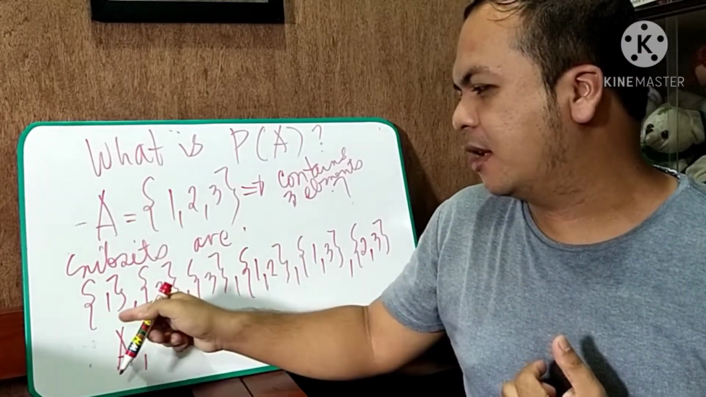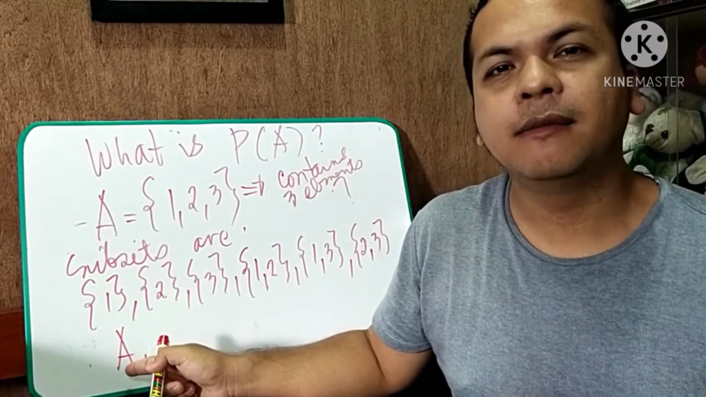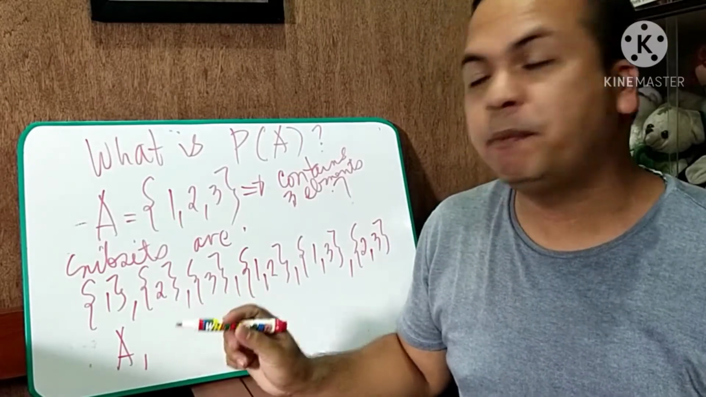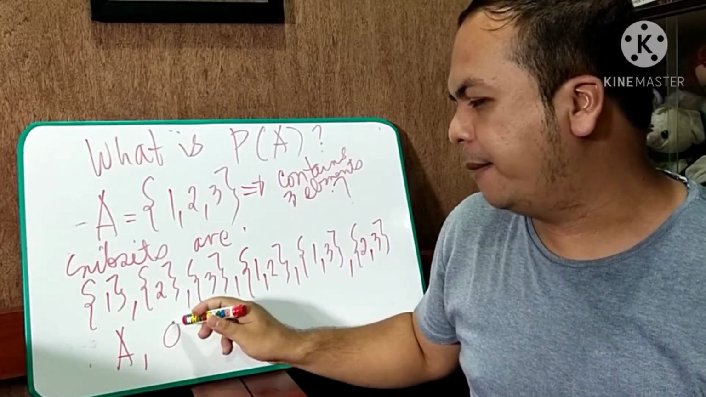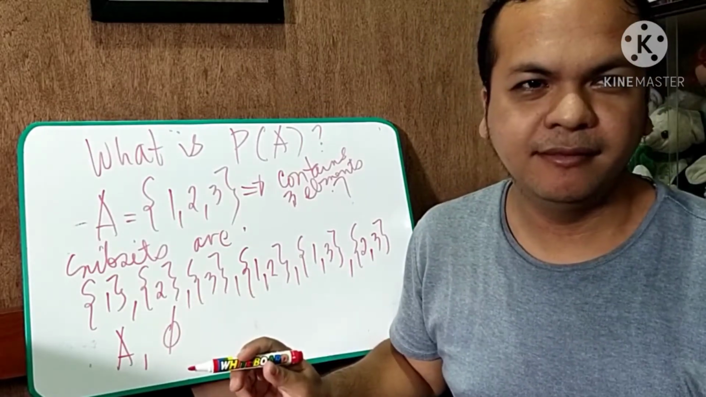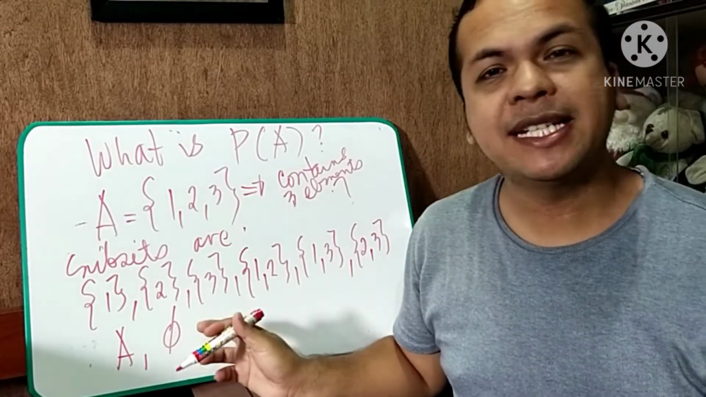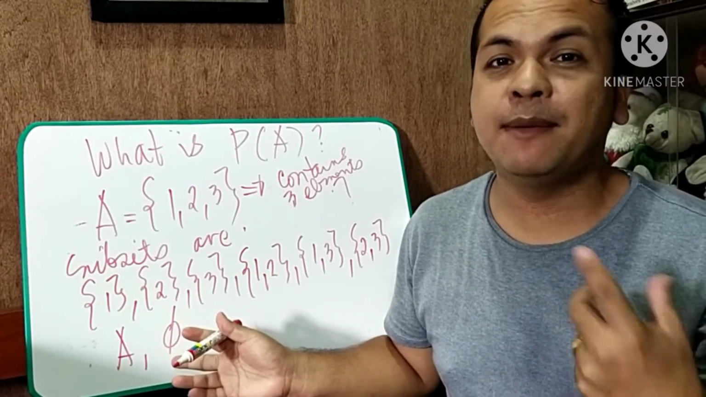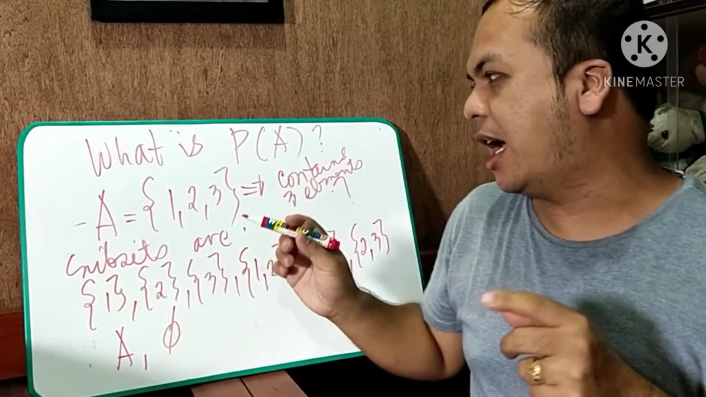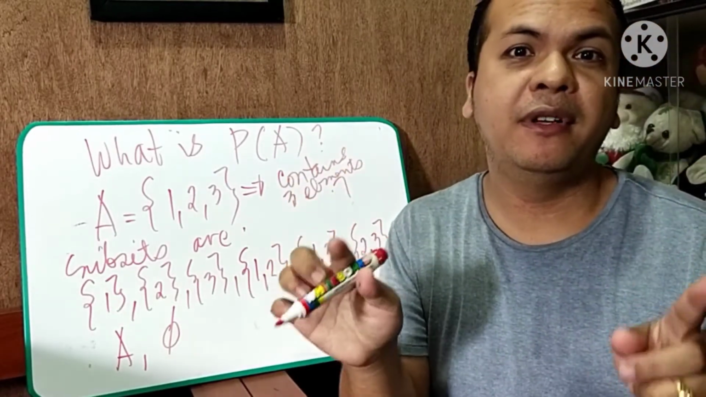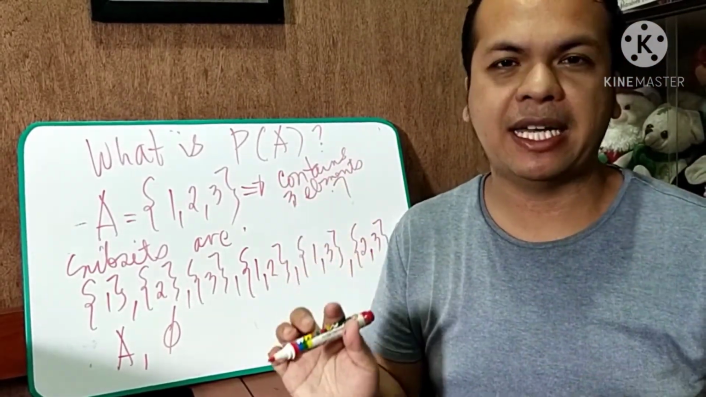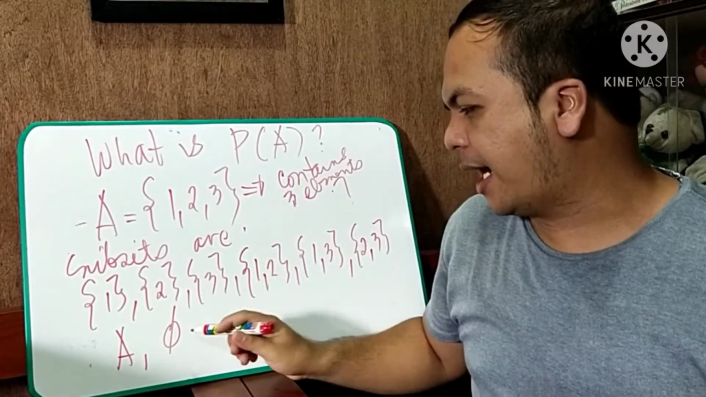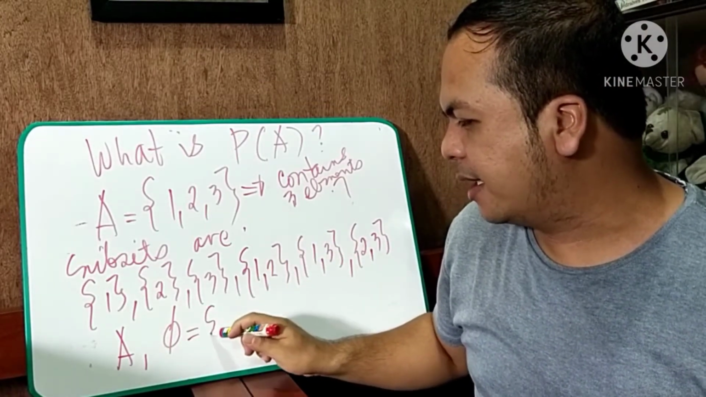And, of course, having A, meron pa tayong isa. So, yung last na subset niya would be the empty set. The empty set. So, ang empty set natin, pwede natin siyang isulat this way, yung phi symbol, or pwede rin siyang pair of parentheses, pair of curly brackets or braces. Okay? So, pwede rin ganito or pwede rin ganyan.